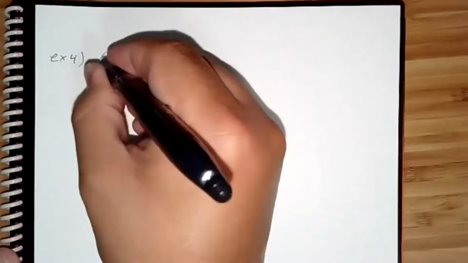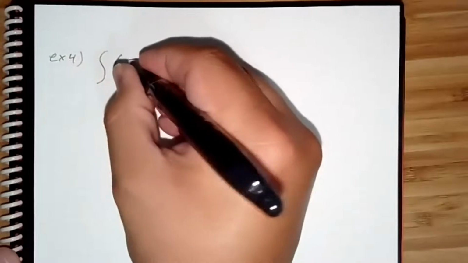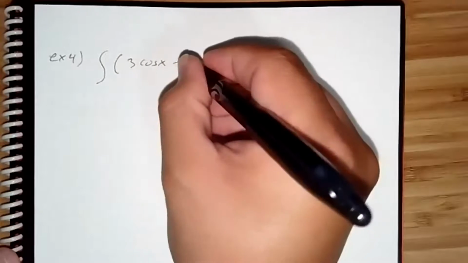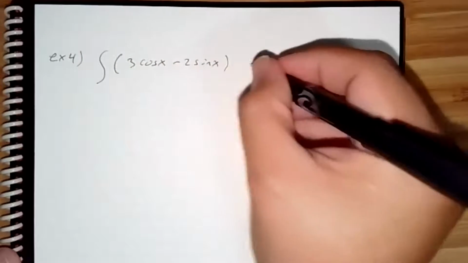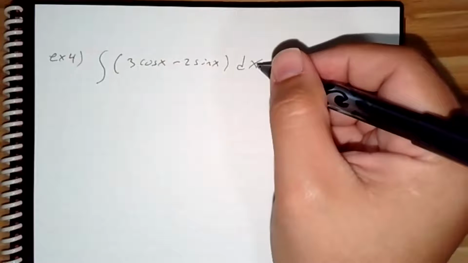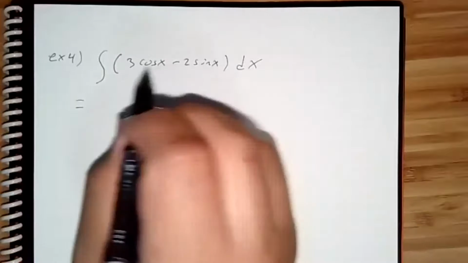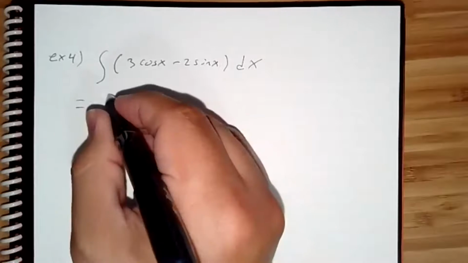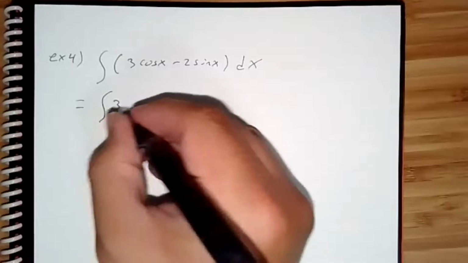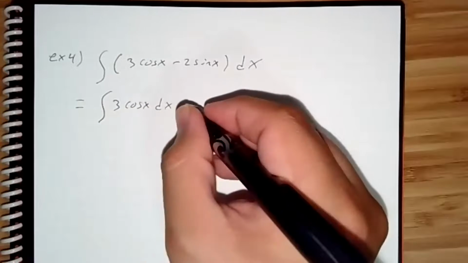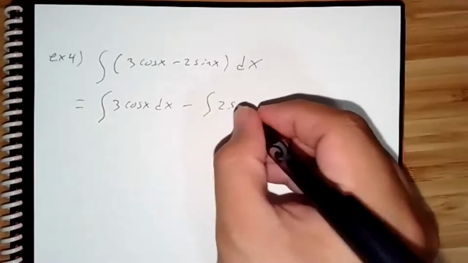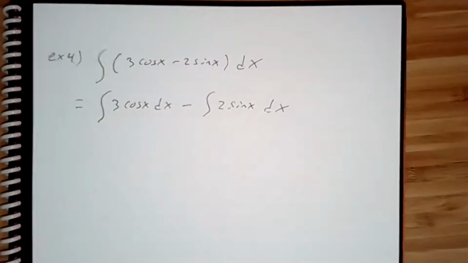All right, let's do another one, but this time we'll have two pieces so you can see how we can use a sum and difference rule. So same question, just integrate this guy. So parentheses 3 cosine x minus 2 sine x dx. So we can separate the integral into 3 cosine x dx minus 2 sine x dx, right? That was one of the rules. You remember?